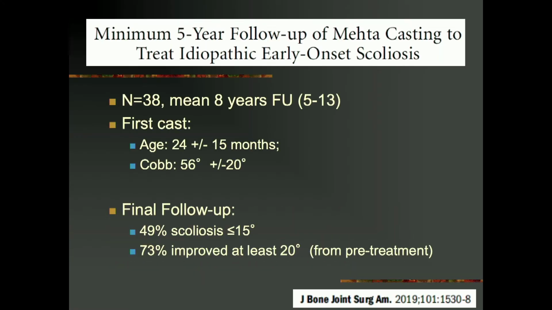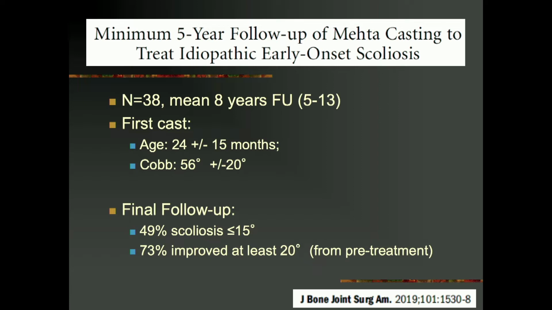This is the only other intermediate term follow-up besides Ms. Mehta's study. These are Dr. Destu's patients. We published on this a couple years ago. We found that at an average of 8 years after the beginning of treatment, these kids had about a 49% quote-unquote cure rate, getting the scoliosis down to 15 degrees or less. We used that to fit in with some previous studies. So those are pretty good results.